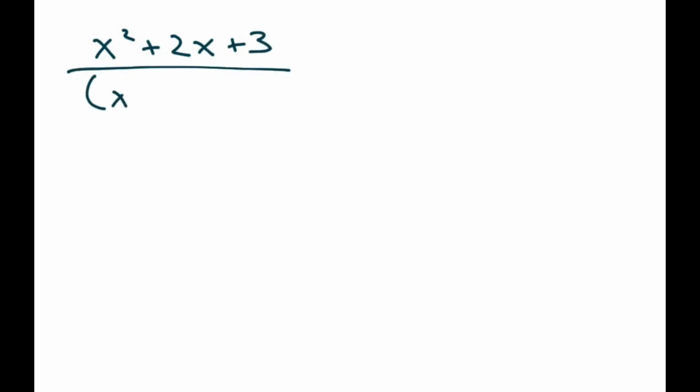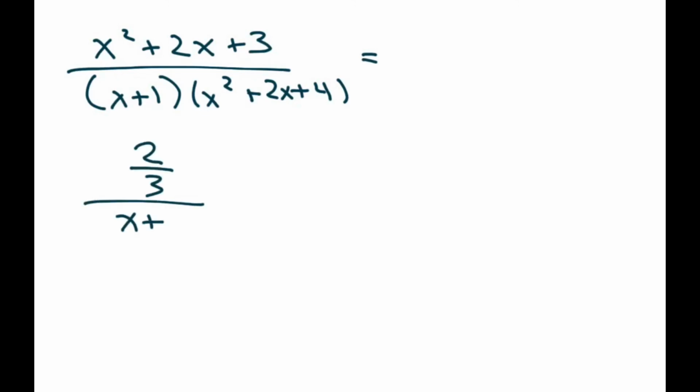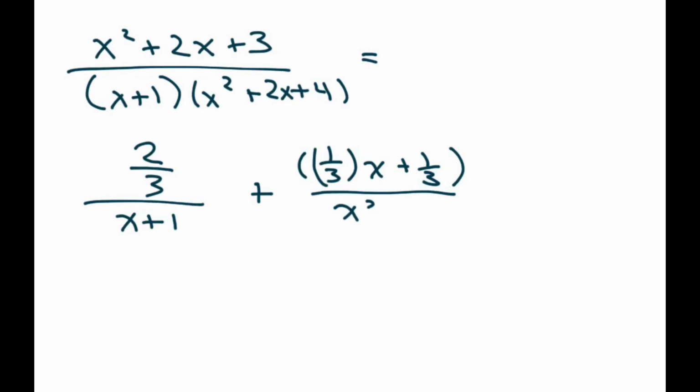So we have that x squared plus 2x plus 3 divided by x plus 1 times x squared plus 2x plus 4 equals my A, which is 2/3, divided by x plus 1, plus 1/3 x plus 1/3 divided by x squared plus 2x plus 4.